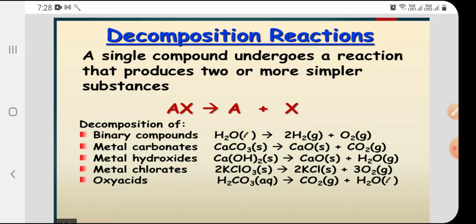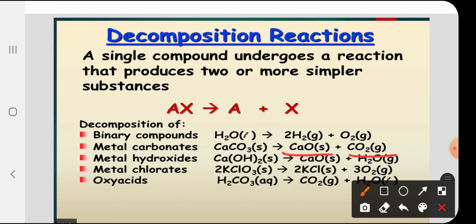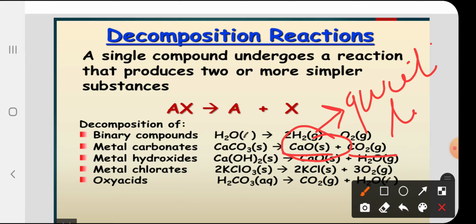You can see there are so many reactions that are examples of decomposition reaction. The first is water. When water is decomposed, you get hydrogen and oxygen. Same with calcium carbonate. When calcium carbonate splits up, you will get calcium oxide and CO2. This CaO, calcium oxide, is also known as quicklime. This is the common name for that.